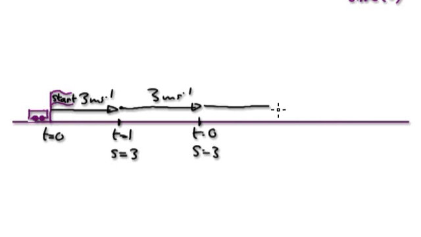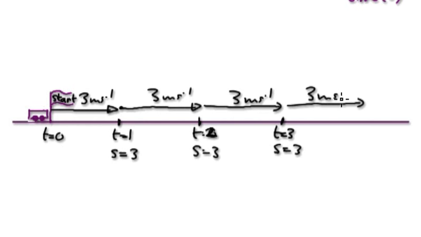And then after another second, the speed is constant. So this is t equals 2, and then t equals 3, the speed will be 3. It's a constant speed. After 4 seconds, the speed is still the same. It's a constant speed. So t equals 4, the speed is still the same.